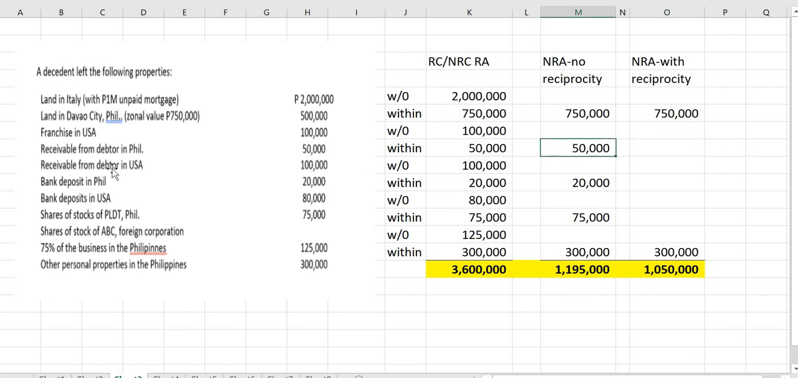Okay. Receivable from debtor in the USA, so none. It is not included for NRA. For RC, NRC, and RA only. Bank deposit in the Philippines. The situs is within, so it is included for RC, NRC, and RA. For NRA, no reciprocity. So, none for NRA with reciprocity because it is intangible and within. Bank deposit in USA. So, again, for RC, NRC, and RA only because the situs is without. Shares of stock in PLDT, this is within and intangible. So, it is included only for NRA with no reciprocity, and also for RC, NRC, and RA.